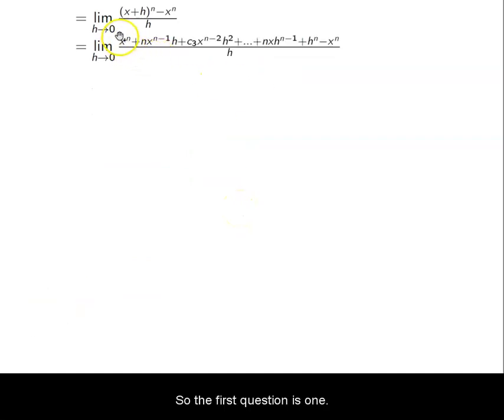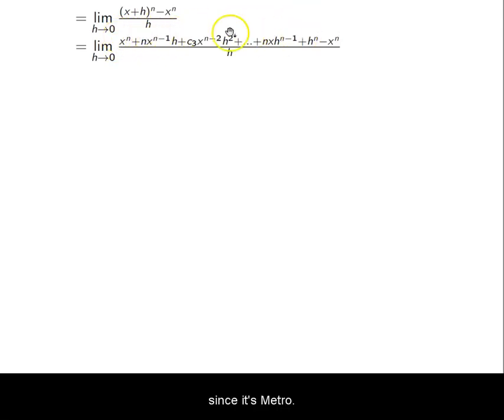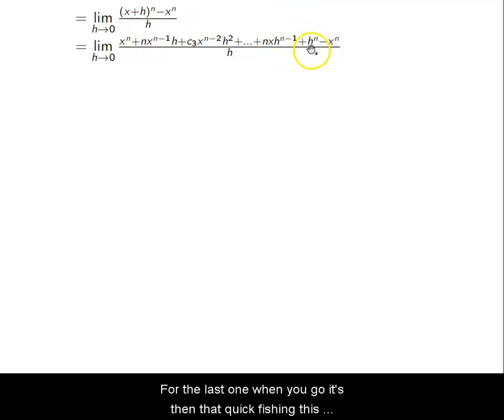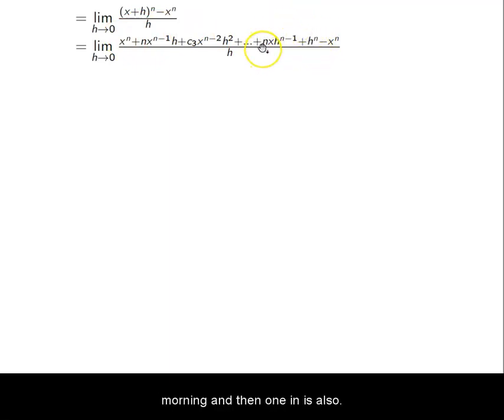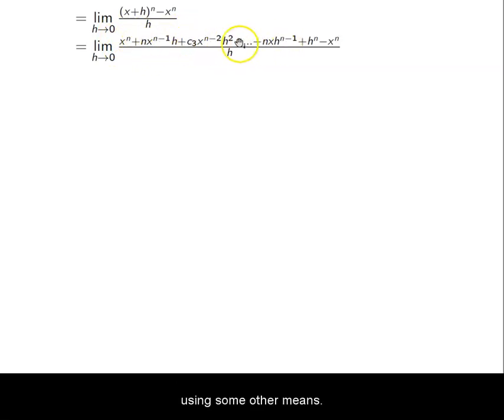So the first coefficient is 1. The next one is n, whatever that power is, right? And since it's symmetric, for the last one, when you go h to the n, that coefficient is 1, and then the second-to-last is also n. So that's why I have C3 here, but then it's 1, whatever the power is. And then this one we'd have to find using some other means, binomial expansion, which we're not going into.